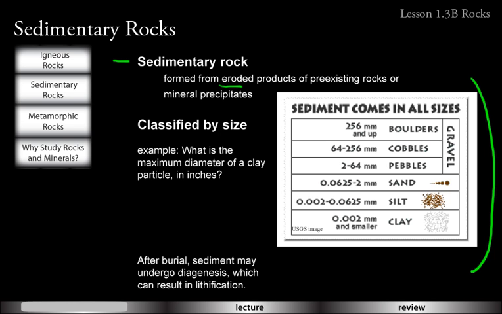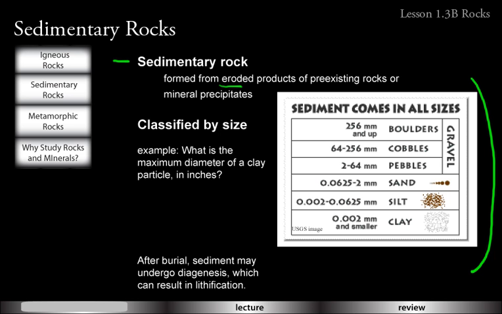10 inches and up, we consider that a boulder. And then between about 2.5 and 10 inches or so, that's a cobble. And then we get smaller and smaller: pebbles, sand, silt, clay. 0.002 millimeters and smaller is clay. And let's apply some of our unit multipliers here.